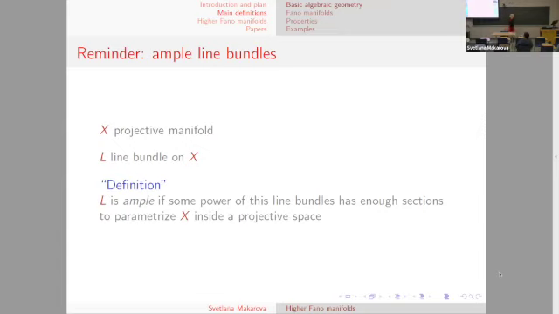So here is the definition of the notion of positivity that I will use a lot in this talk. So considering, again, a projective manifold and some line bundle on X, we say that L is ample if we can take some power of this line bundle, L^n, and take its tensor power n. Then we should have enough sections in this line bundle that would give us a closed embedding into a projective space.